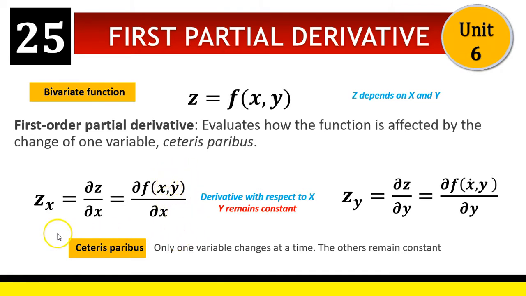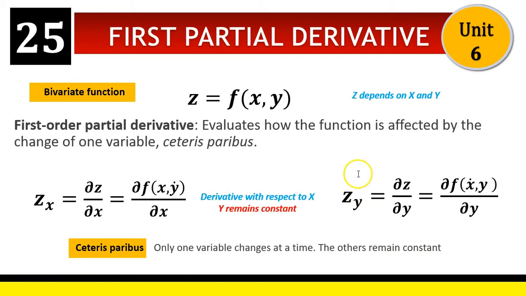For example, here we are taking the derivative of z with respect to x. In that sense, y will remain constant. And this is represented by y, and at the top of the y we will write a dot. This is the principle of ceteris paribus. We only vary one variable at a time. The other will remain constant.